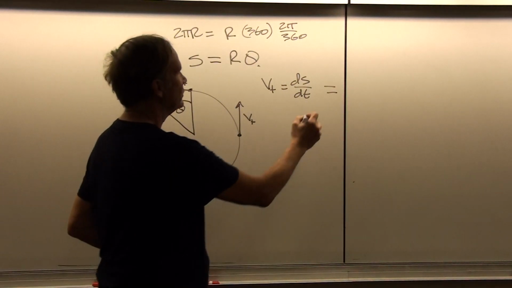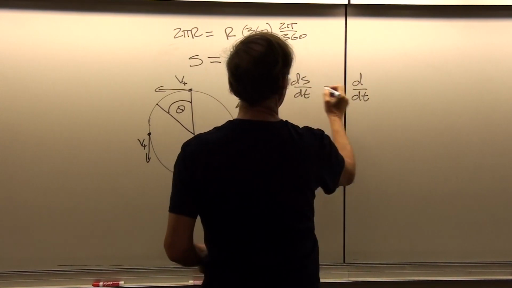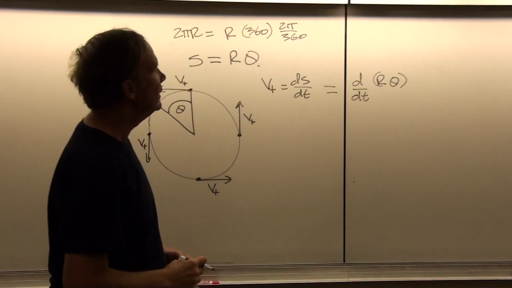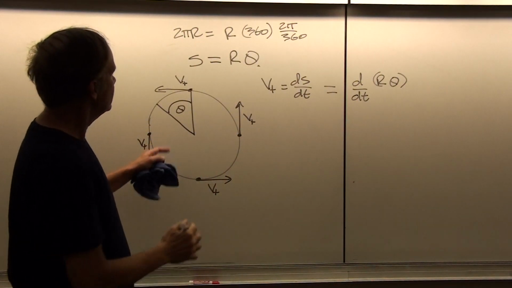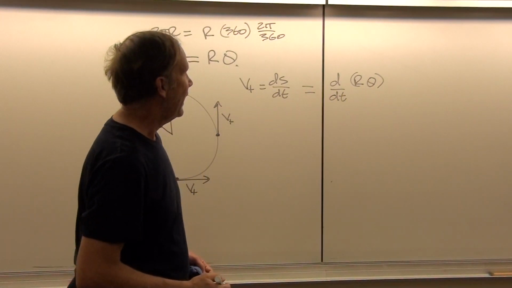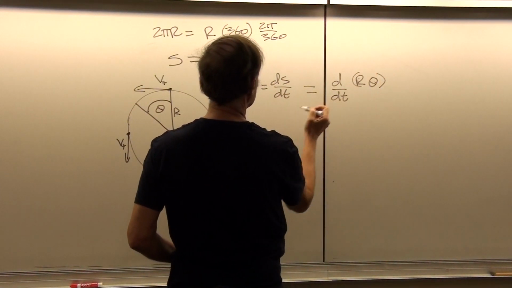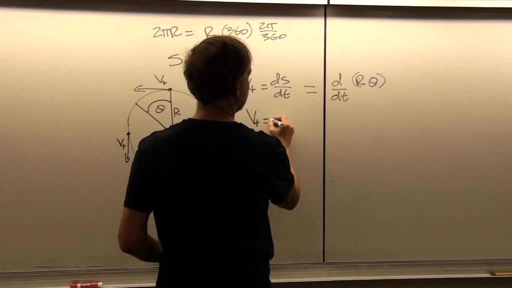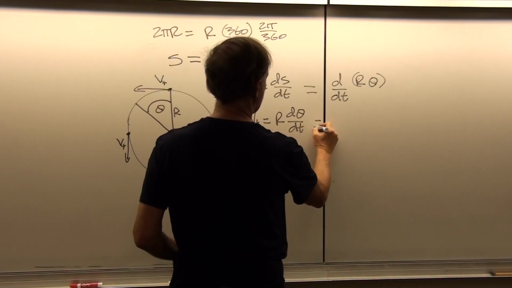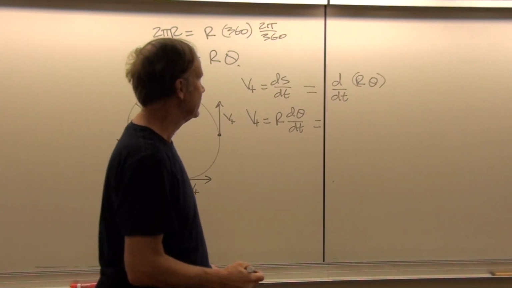And so that will be equal to the derivative with respect to time of s, which is r theta, so it's going to be d(r theta)/dt. We'll assume here that r remains constant as this object rotates. And so this then is first times derivative of the second plus second times derivative of the first. And so v tangential equals r d theta dt. But d theta dt is just omega, which is our angular velocity.